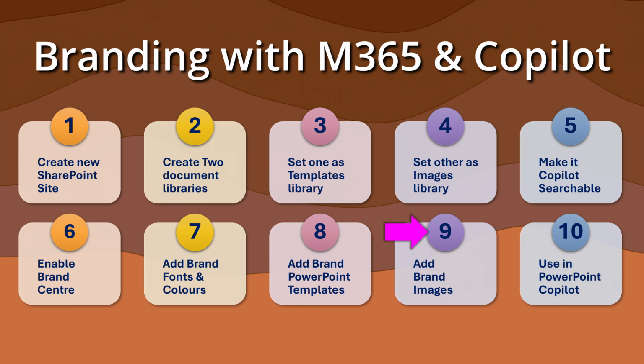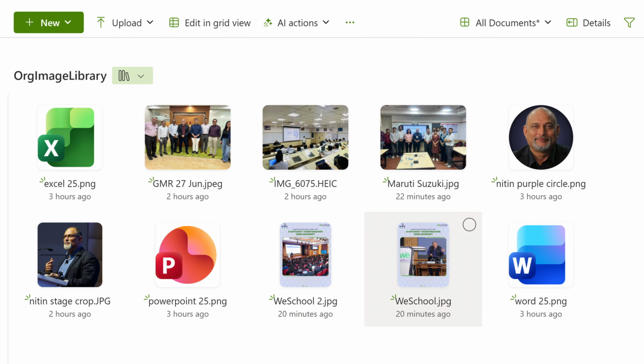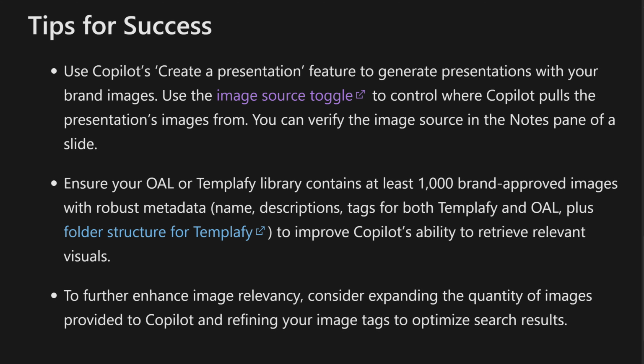Now, add brand images as we have discussed before. In the image library, Microsoft recommends that you have at least 1000 images, but start with whatever you have and make sure you tag them and put some metadata so it's easier for Copilot to search the right images.